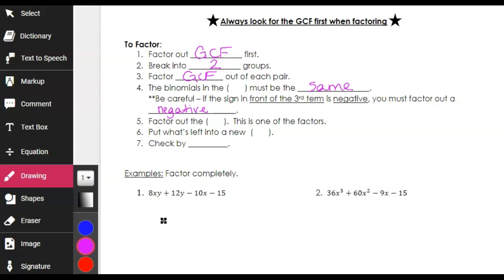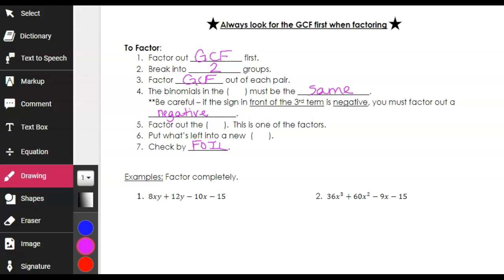Now I know as I'm reading these that without an example it really doesn't make much sense what I'm talking about, but when we see number 1 and number 2 done out, then you'll be able to see what we're talking about with the 3rd term being negative. You want to factor out the parentheses. This is one of the factors in your final answer, and put what's left over into a new set of parentheses. You can always check by foiling or using box method. You can always check your answer. So even before you submit your assignments, you can check to make sure that you got the right answer.